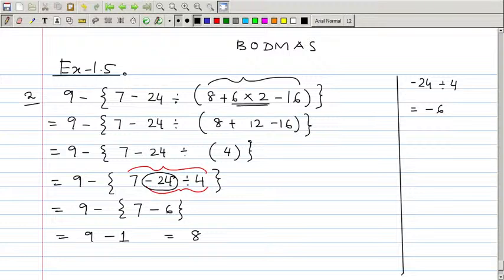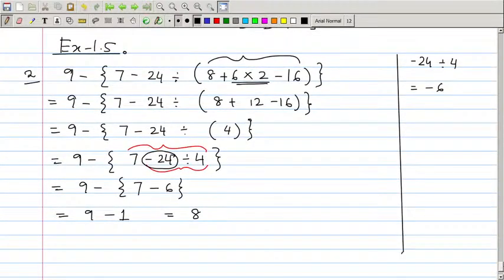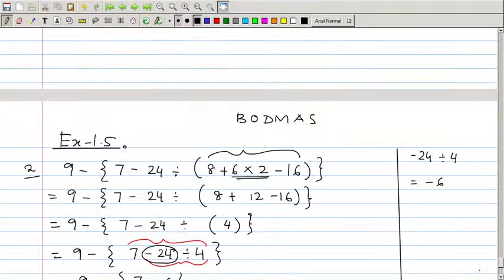Okay. So this is how you will do exercise 1.5. You can add question number 3 also for your homework. Okay. You can also practice the mental maths and multiple choice questions for your own good and check your progress and everything.